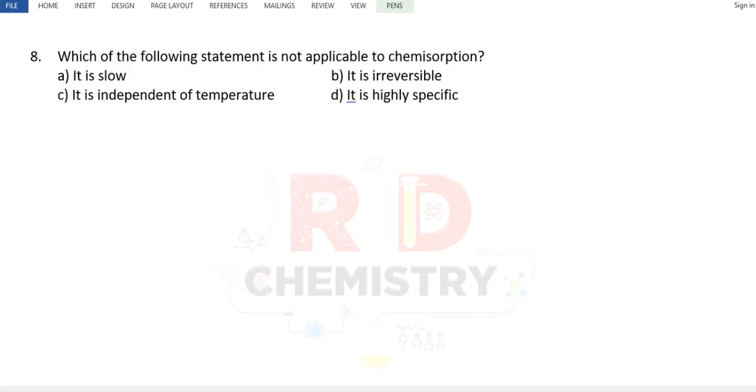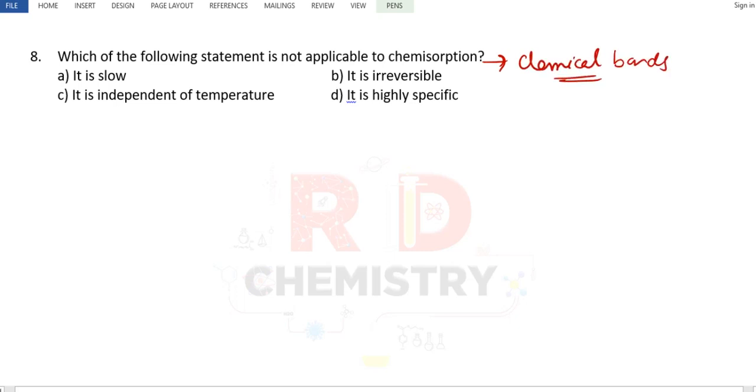Question number 8. Which of the following statements is not applicable to chemisorption? Remember, in case of chemisorption, chemical bonds are formed between the solid surface and the molecules that are adsorbed. Now, generally, chemical bond formation is a slow process, so that option is correct. You will find out the one not applicable. It is irreversible. Once the bonds are formed, it is not easy to break. It is highly specific. Bonds are formed between the particular molecule and the solid surface. So D is correct.